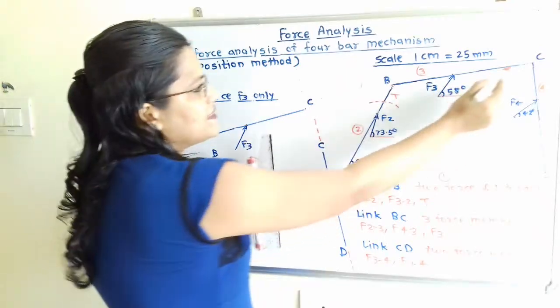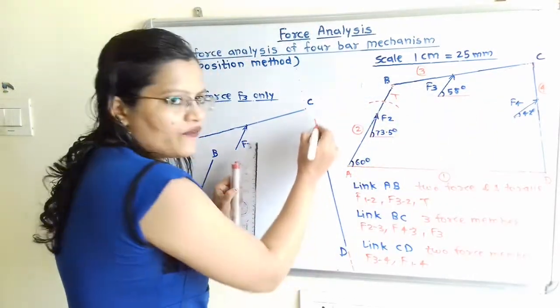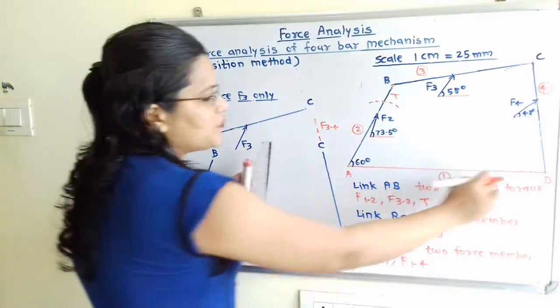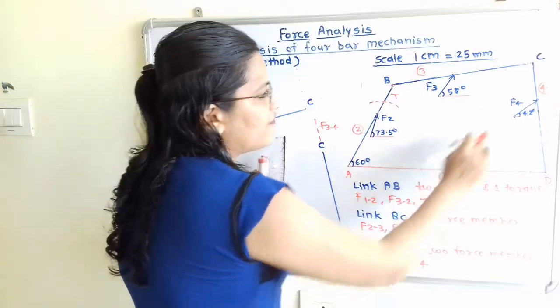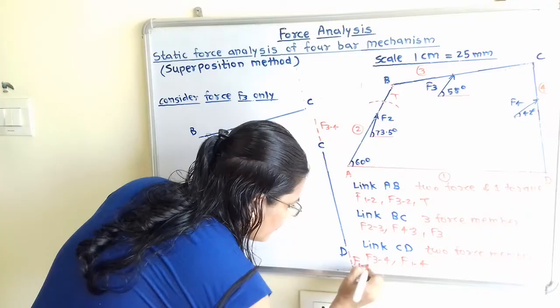Now through the point C, which force is applied? F3 to 4. So this is the line of action of force F3 to 4. And through this point D, which force is applied? F1 to 4. So this is the line of action of force F1 to 4.